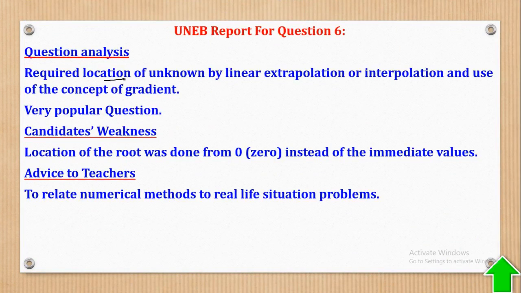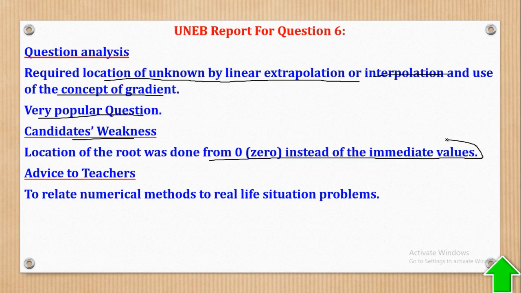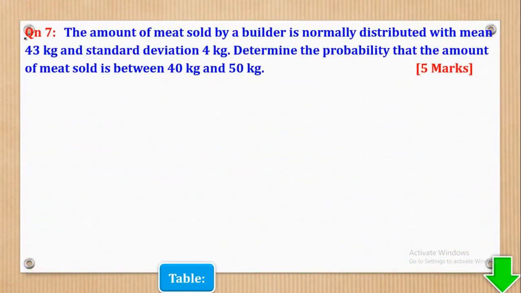So the question required location of the unknown by linear extrapolation or interpolation and use of the concept of gradient. It was a very popular question, meaning it appears frequently in the previous past papers. The weakness of candidates is that the location of the root was done from 0 instead of the intermediate value. So you have to get the intermediate values, not 0, as we did in the solution. So exam advice to teachers is to relate numerical methods to real life situation problems. So that was question 6. Now we shall go to question 7.